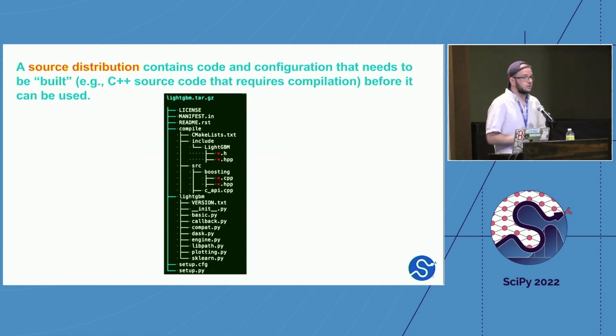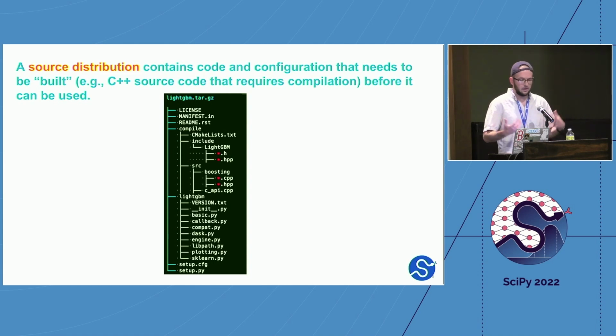In contrast, a source distribution is a file that contains all of the source code of your project, but nothing has been compiled yet. So when you go to PyPI with pip install, if there isn't already a built distribution for your platform, your Python interpreter, and all of the variables that go into that, you'll get a source distribution. And what will happen when you install that package is not just getting files from the internet and putting them on your computer, but then also maybe building them.